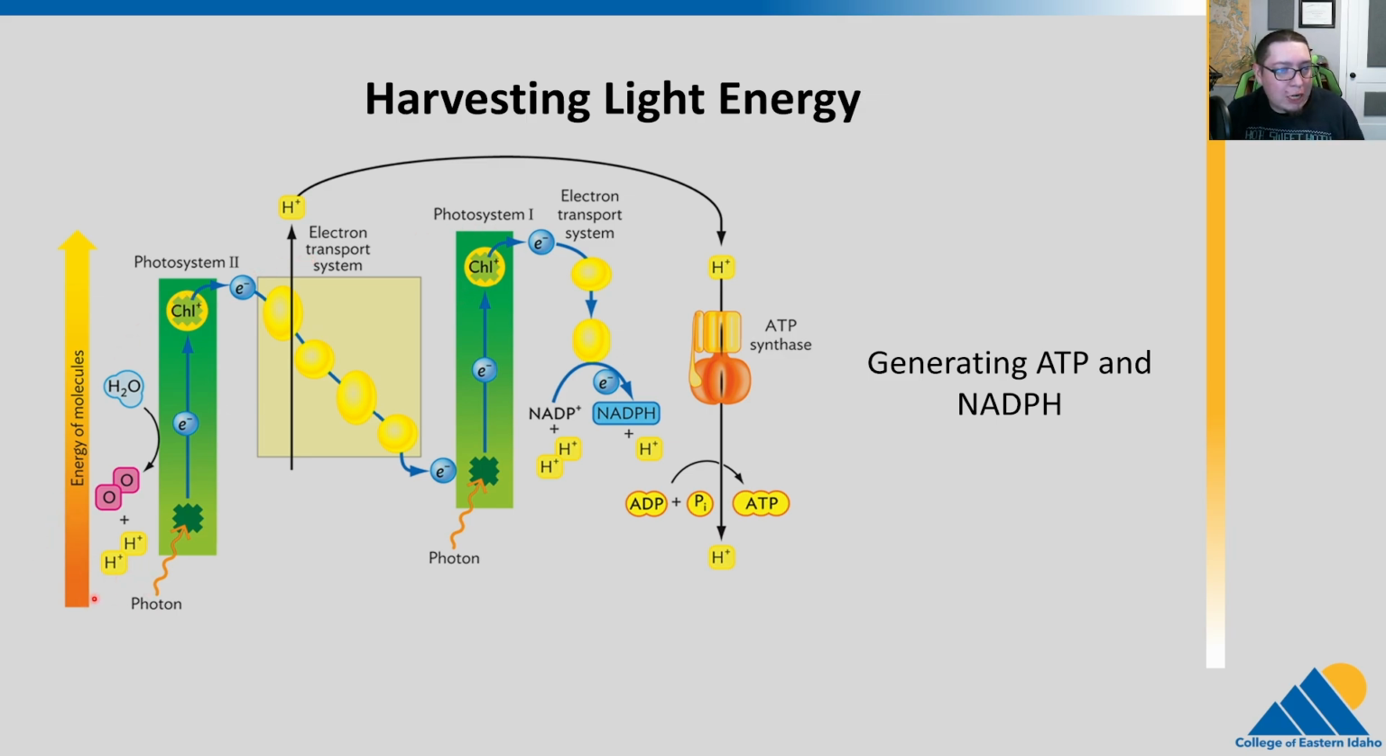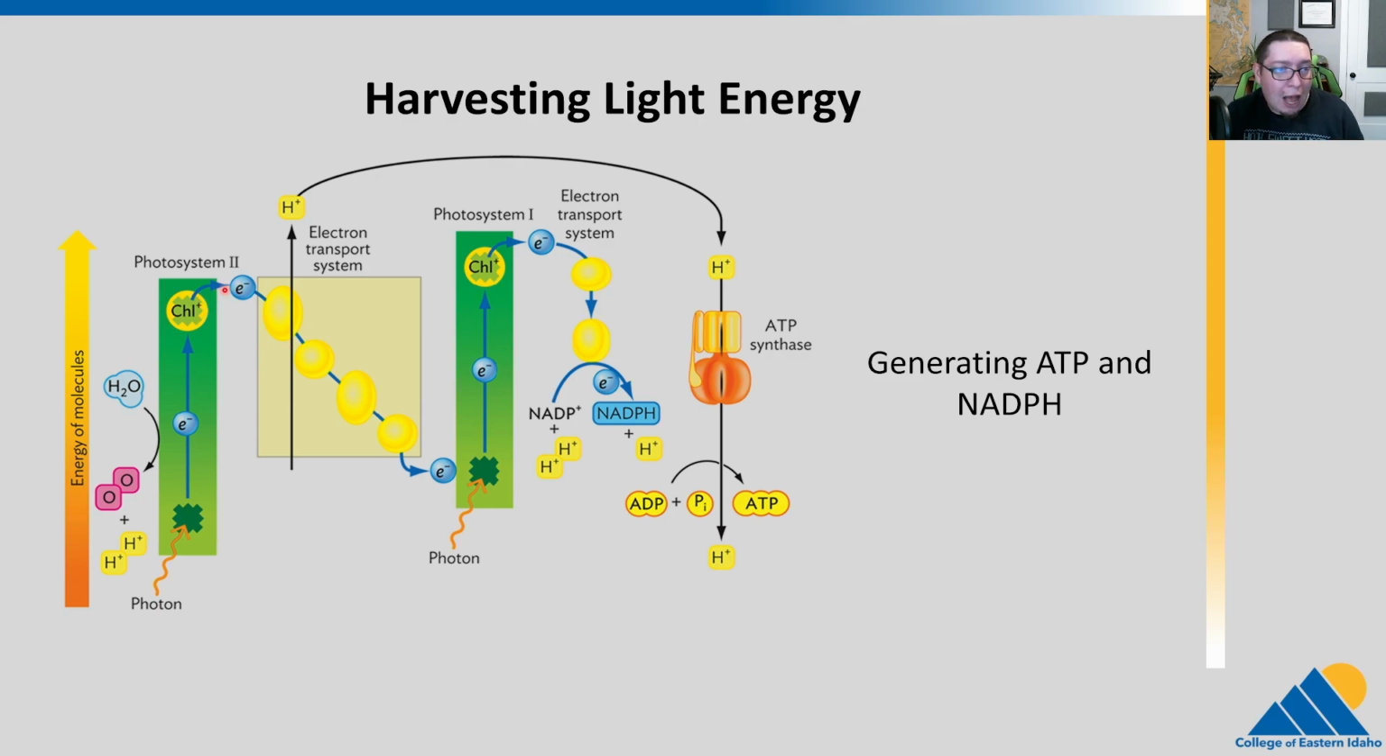You can see we're starting down here at a low energy state. A photon comes in and hits our photosystem and excites an electron in chlorophyll, jumping it up to a higher energy state. In the process, we're going to split water in half. That's going to produce oxygen, but we're also going to get hydrogen ions in the process. These hydrogen ions are going to be critical in a moment.